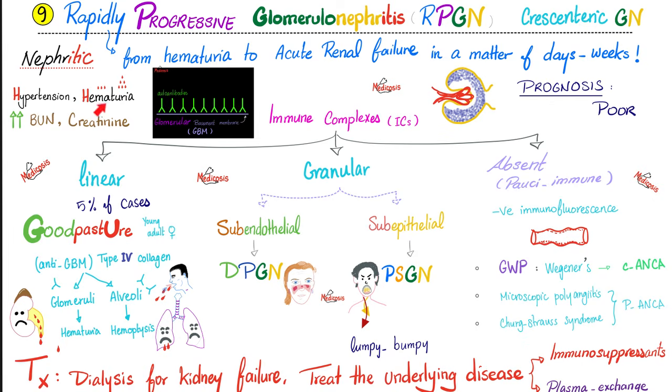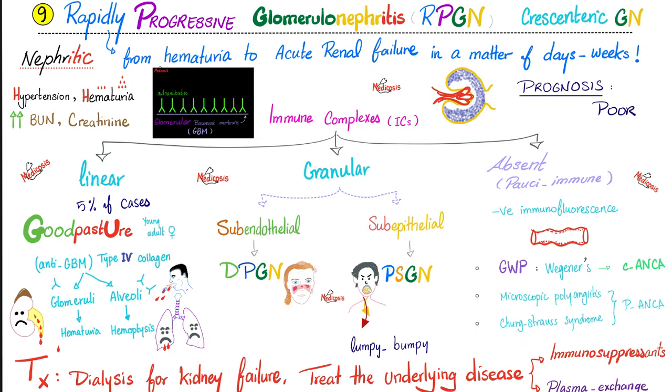Hypertension, hematuria, severe intrarenal azotemia with poor prognosis. Classification is based upon the presence or the absence of immune complexes. If they are present, are they linear or granular? They are linear, Medicosis, just like that. It's Goodpasture syndrome. No, Medicosis, it's actually granular.